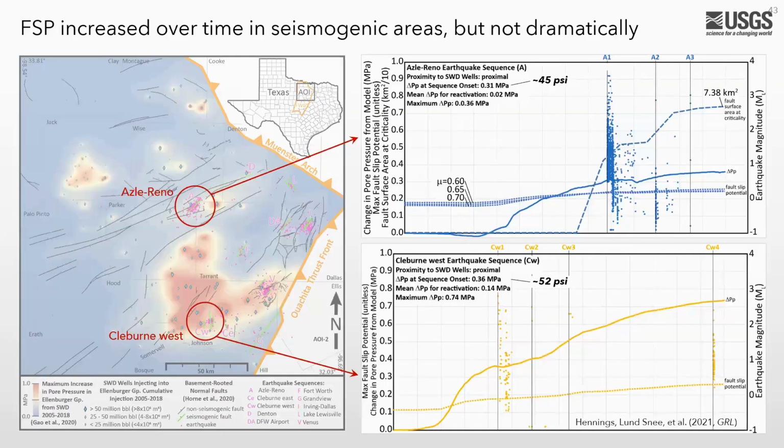So that brings me to maybe a more pessimistic point, which is related to the fact that we cannot predict earthquakes and may never be able to. And I think that's indicated here. I'm just looking at two of the sequences, the Azle-Reno ones again, and the Cleburne West earthquakes further south. And so here, these are plots over time of the pore pressure and fault slip potential. So pore pressure is the solid line, fault slip potential on the causative faults are the dashed lines here. And the dots are earthquakes as they occurred over time, with higher magnitudes on top.